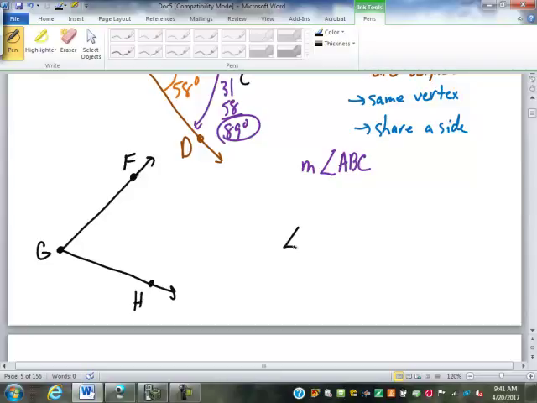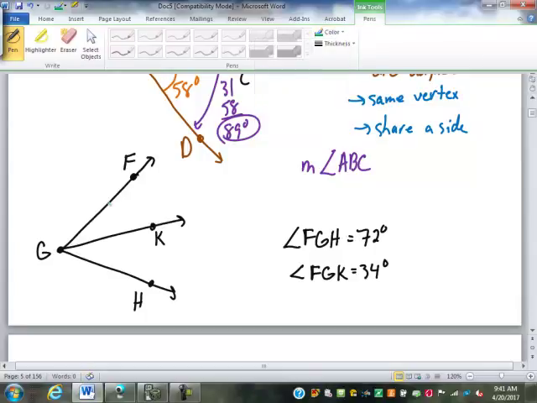Let's say that I tell you that angle FGH is 72 degrees, and angle FGK is 34 degrees. So what that means is this big angle here is 72, and this smaller angle here is 34.